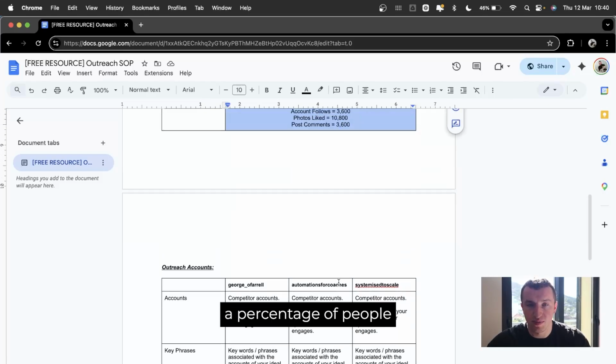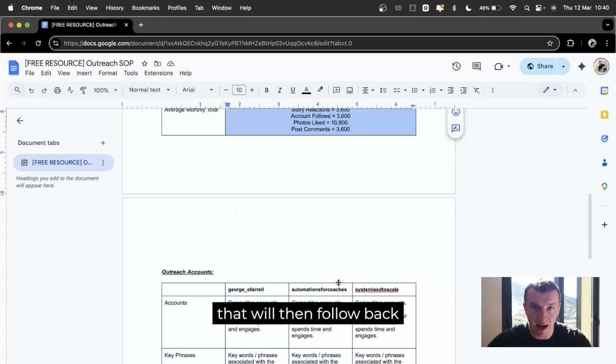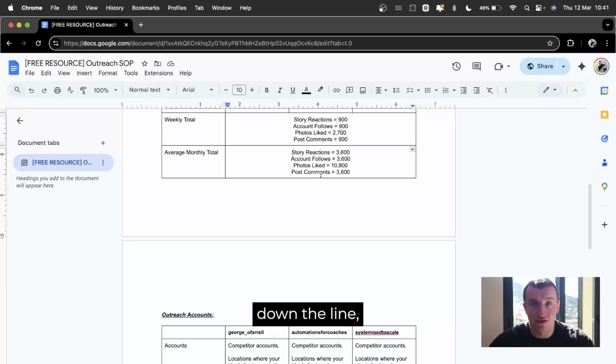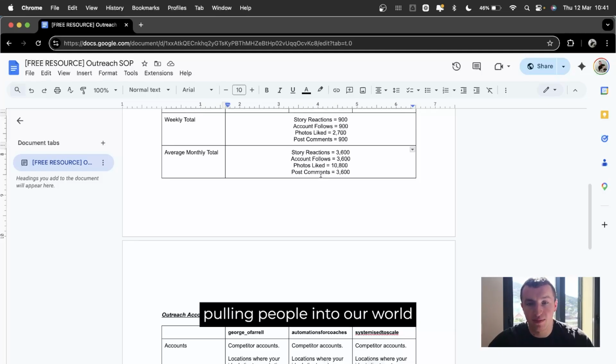We then get a percentage of people that will follow back from a story reaction. They might even start a conversation. Or they might follow back from the likes or the comments. We then pull people across onto our page. This means that we have a series of people that might reply, a series of people that might follow, and when we run ads down the line, we can retarget all of these people too. So we essentially are pulling people into our world without us having to spend on ads. It's completely free, and the only thing that we're paying with is our time, which probably isn't a scarce resource when we first start our business.